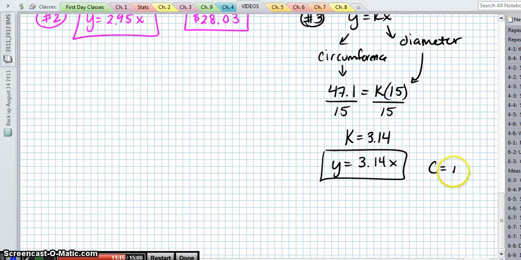This should look very familiar to you, like circumference equals pi times diameter. I'm just using y and x instead of c and d. And then we can go ahead and substitute our 12 inches in for x and get 37.68 inches.